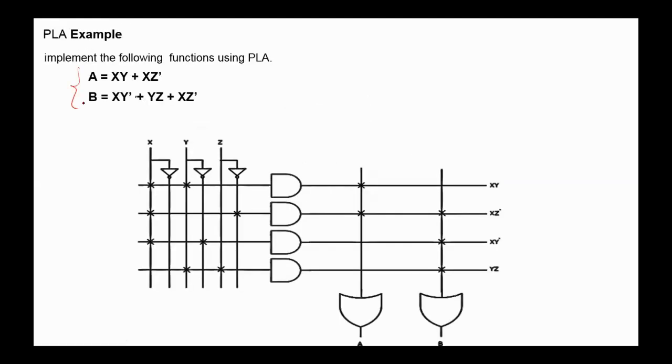For example, to implement these two functions using PLA, we apply to this AND gate XY, here X not Z, here X not Y, as you see, and here YZ. Now we apply to the first OR gate XY and X not Z, as you see here, and to the second OR gate X not Z, X not Y, YZ. Programmable logic array is more flexible than programmable array logic.